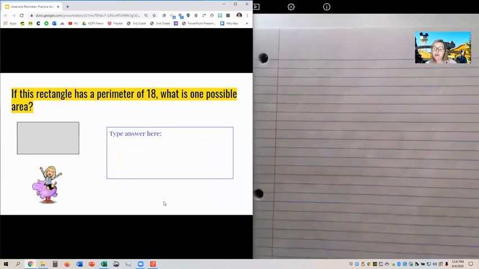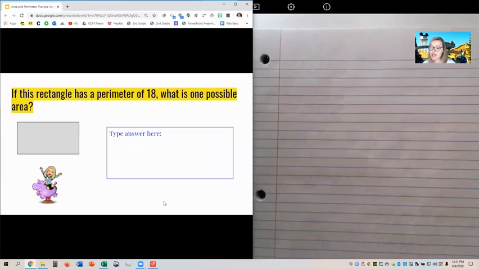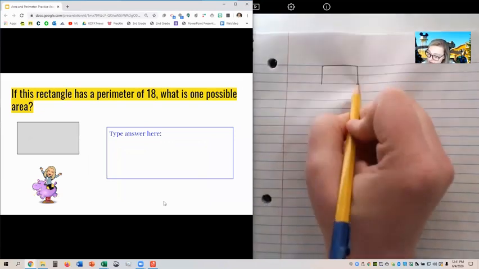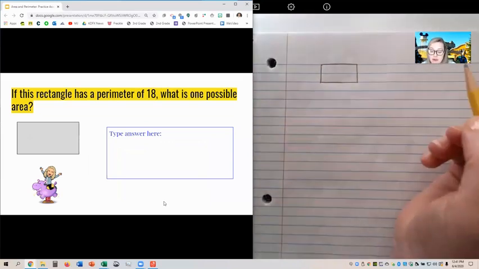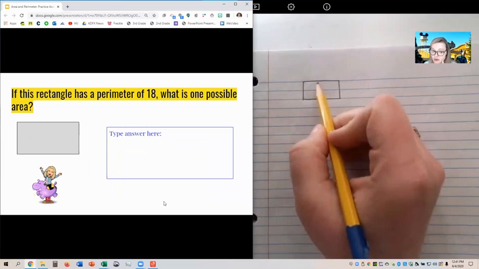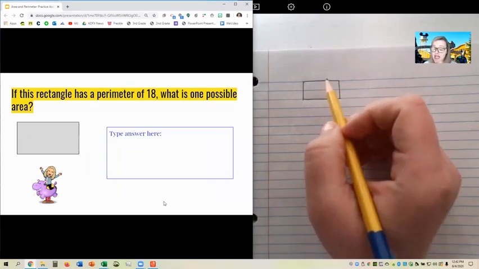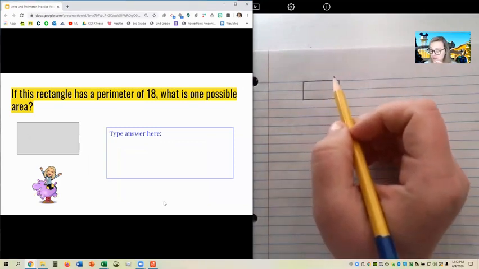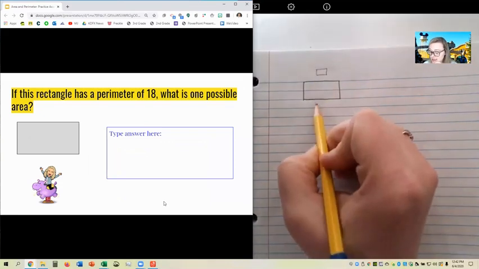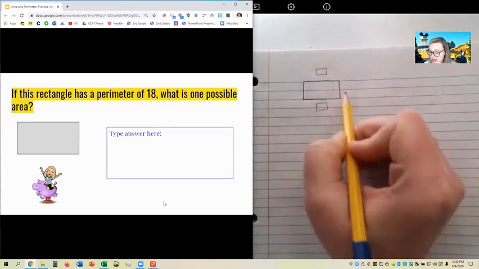Rectangle has a perimeter of 18, what could the area be? So first I need to figure out if the perimeter is 18. So I've got to figure out how to make the rectangles so they're not all the same. So it's not 18 divided by 4. Nope. We have to think about what numbers could be the same here and here.